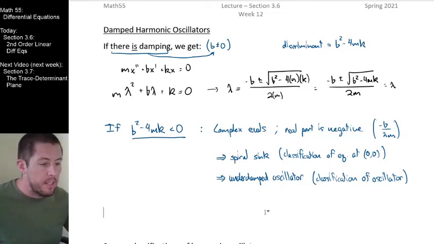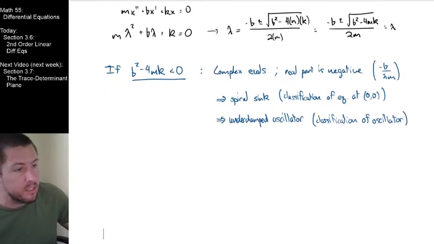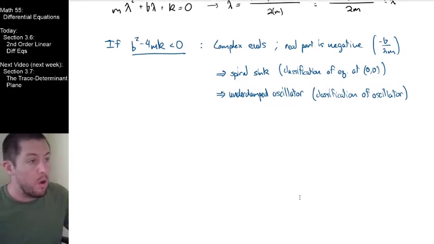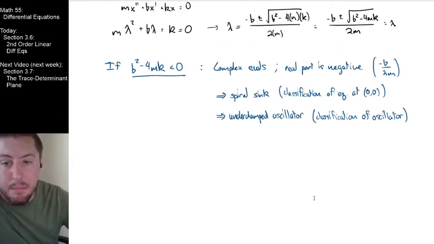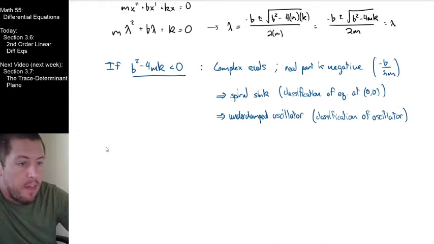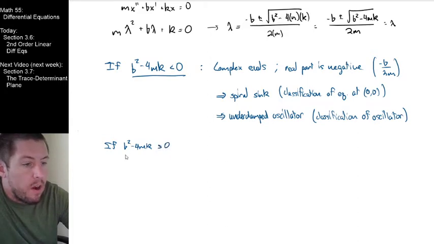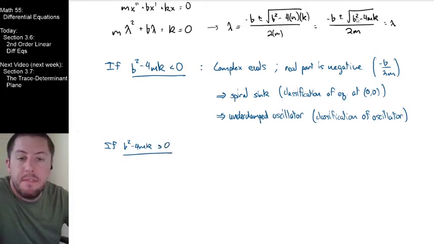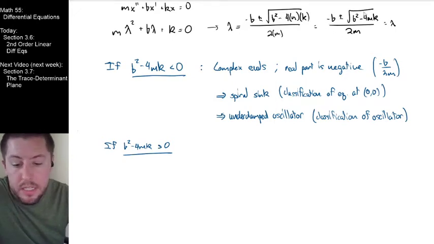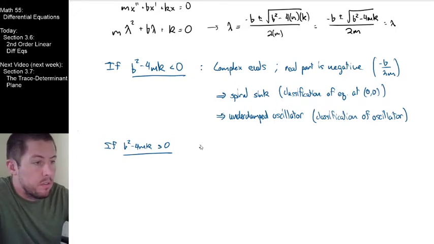So I just talked a lot. Let's go ahead and write out a bunch of these things that we just said. So our discriminant is discriminating between our three cases here, right? So our other case is that if b squared minus 4mk is greater than 0, then what you guys know is that if the discriminant is positive, then we're guaranteed to get two distinct real roots.